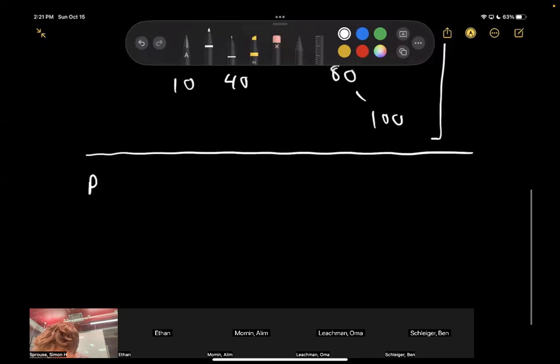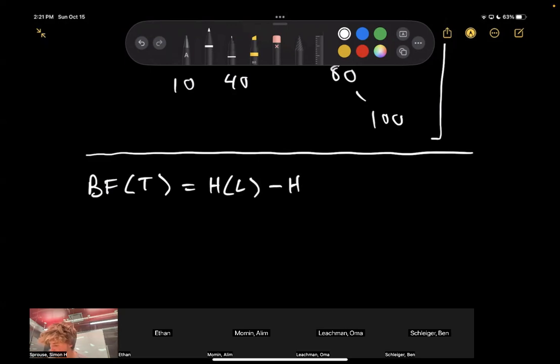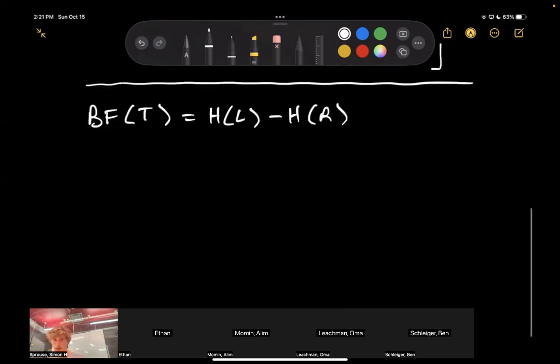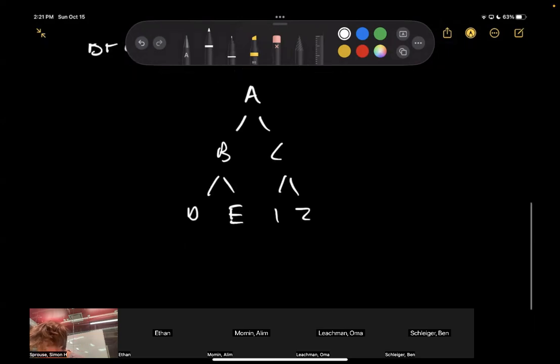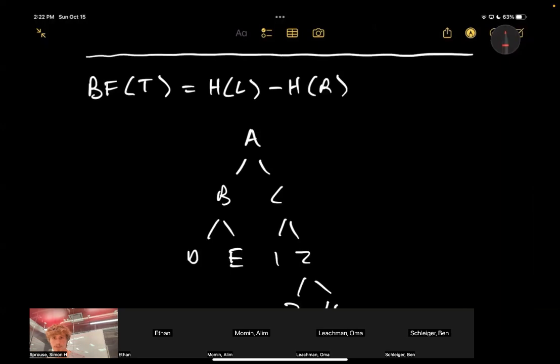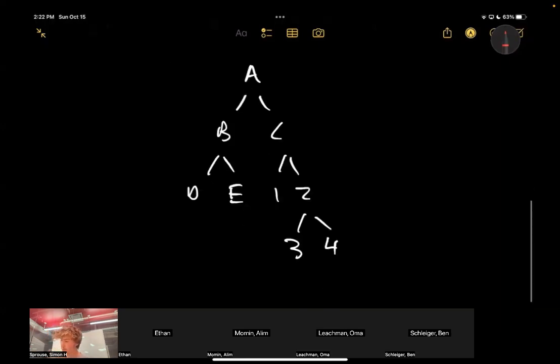Let's define balance factor. I'm going to call it balance factor of a tree, and it's going to be equal to the height of the left subtree minus the height of the right subtree. This fair? So specifically, let's do an example. If we've got a tree that looks like this, and again, I'm going to draw a relatively normal tree first, just to ease us into it. So if the balance factor is equal to the height of the left minus the height of the right, let's go ahead and compute that for each of these nodes.